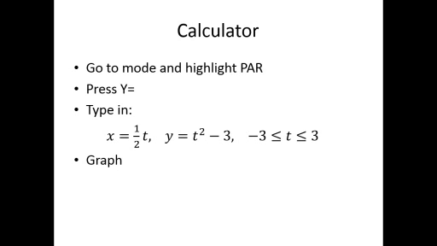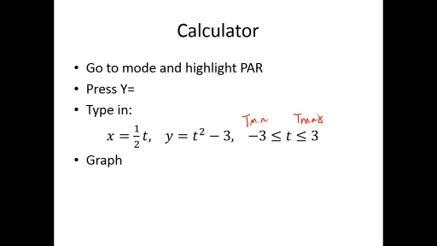Now if you go to your window, you see at this very end, this is your t-min, and this is your t-max. So your t-min would be -3, your t-max would be 3. The step, I usually do it about 0.1. X-min, we can have it at, I don't know, -5 to 5. And our scale can stay 1, and our y, we can go -5 to 5 also, just because why not.